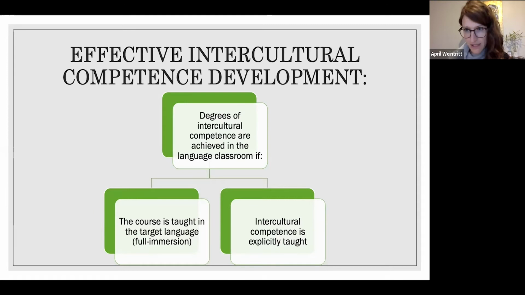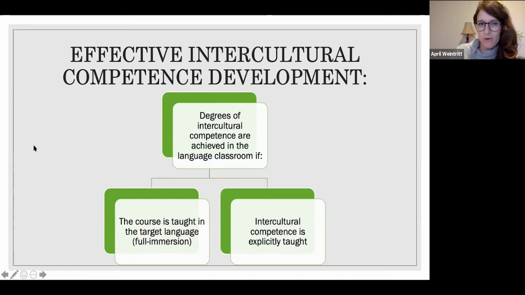It's not enough to teach the way that we have been teaching. It's not enough to use old activities. We need to revisit those and make sure intercultural competence is part of our goal. And we need to continue teaching in the language, in the target language.